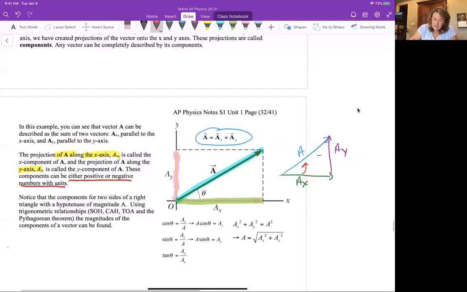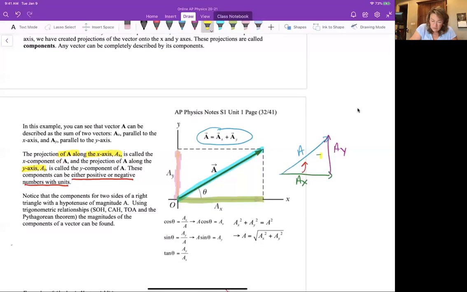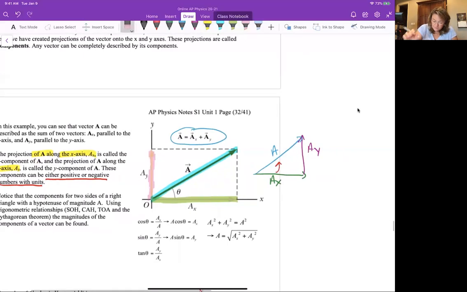In the case that I just showed you right here, these have both positive values. How do I know that? Because they are pointing to the right on the x and they're pointing up on the y. And so those are considered positive, assuming that we've defined to the right as positive and up as positive, okay? We can have weird scenarios where that isn't the case. So you have to pay attention to that. But again, that's not normal.